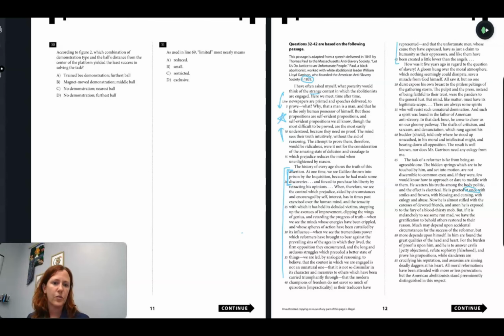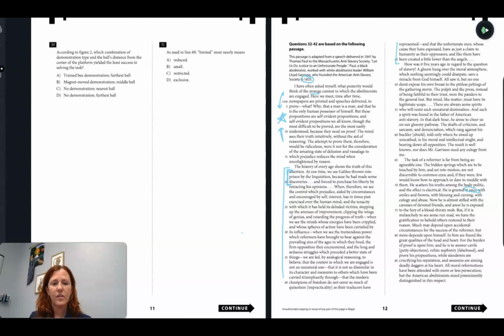When therefore we see the control which prejudice, aided by circumstances and encouraged by self-interest, has in times past exercised over human mind, and the tenacity with which it has held its deluded victims, stopping up the avenues of improvement, clipping the wings of genius, and slowing the progress of truth, when we see the minds whose energies have been crippled and whose spheres of action have been curtailed by its influence, when we see the power which reformers have brought to bear against the prevailing sins of the ages in which they lived, the firm opposition they encounter, and the long struggles which preceded a better state of things.